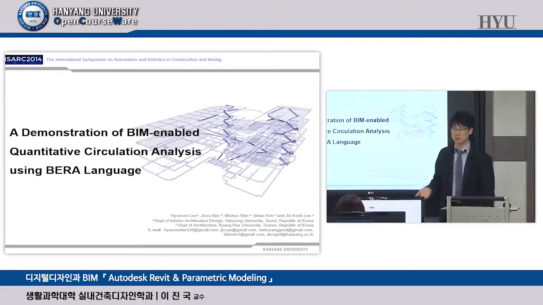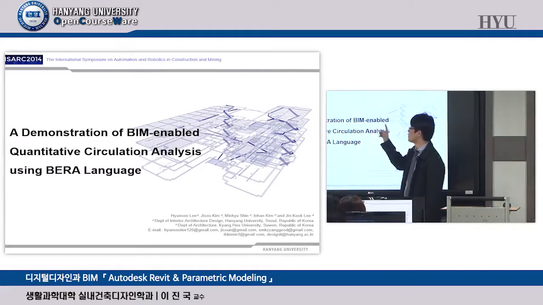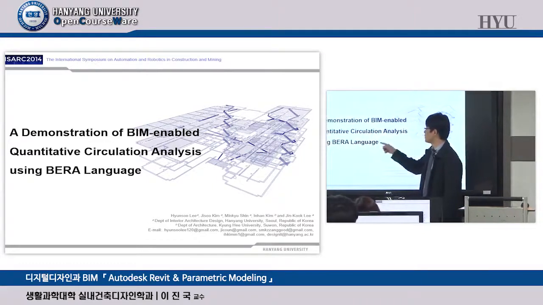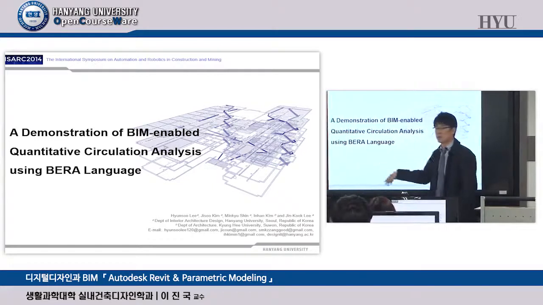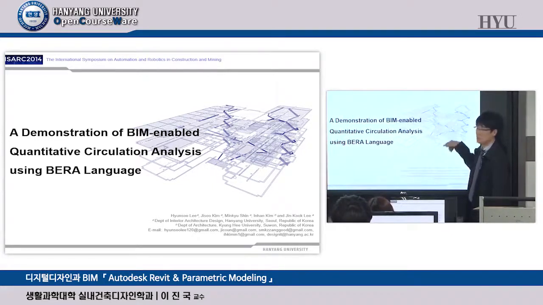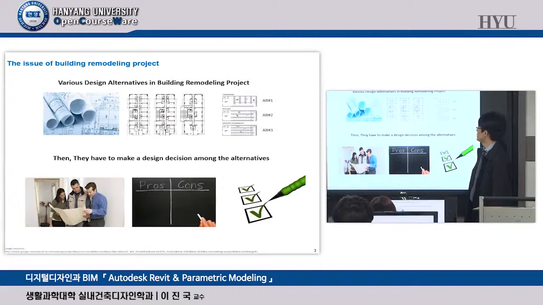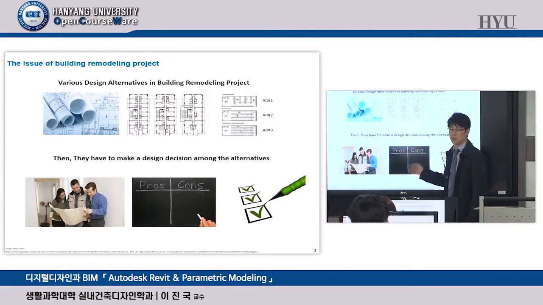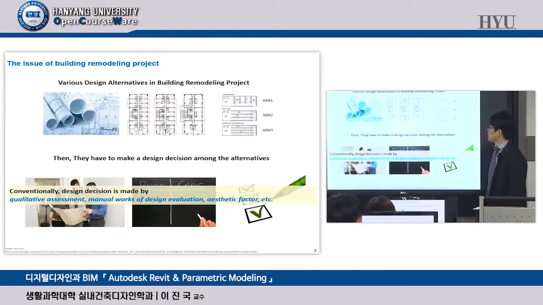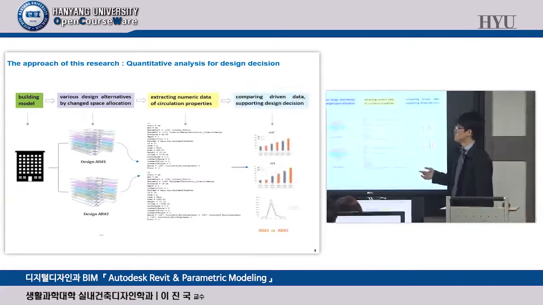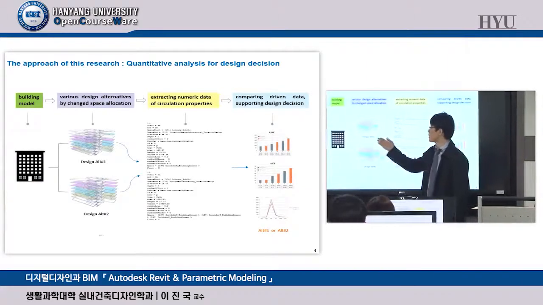Let me show you one case. This was done in 2014 and presented at an international conference by my graduate students. Take a look: demonstration of BIM-enabled quantitative circulation analysis using the BIMQL language. BIMQL is a BIM-enabled query language for doing something like this. Okay, some background and some slides simply show that design review is very time consuming and critical for a better built environment. So by using BIM, we can take advantage of quantities, numbers we can get from the building.